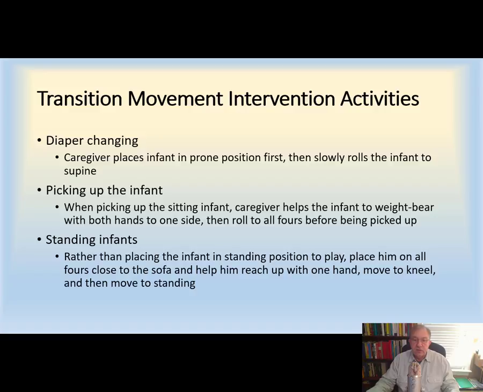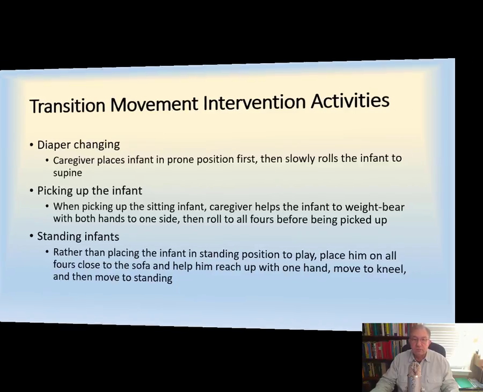In regard to infants that are just starting to stand, rather than placing the infant in a standing position in front of something where they want to play, if the parent or the caregiver can place the infant on all fours, maybe close to the sofa or a coffee table, and help the child to reach up with one hand and kind of demonstrate, modeling, moving the child to a kneeling position and then moving to a standing position. That eventually will help and will build. So those transition movements can be very helpful.